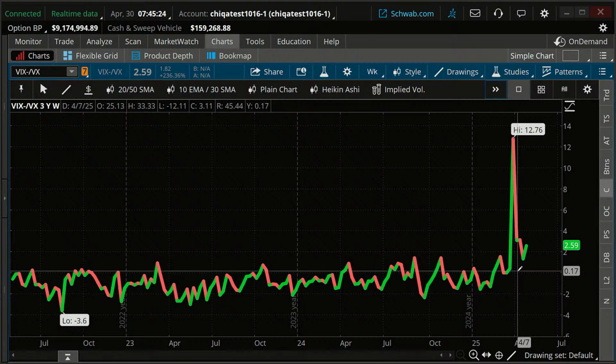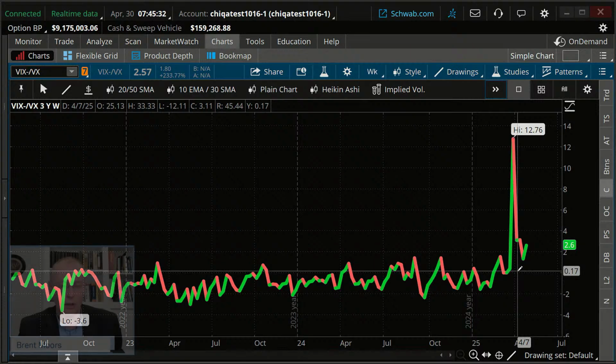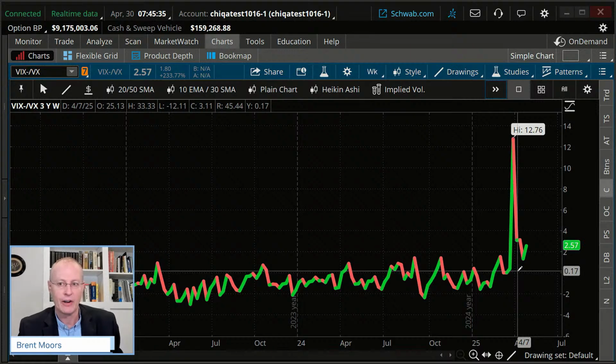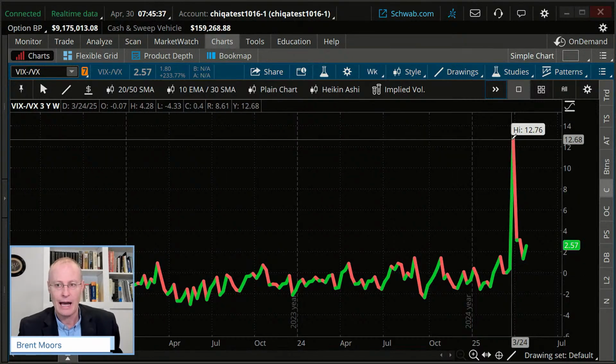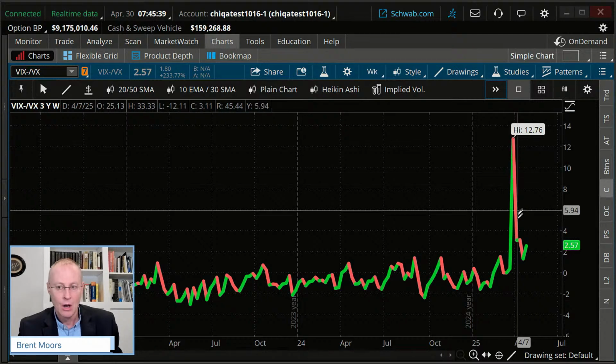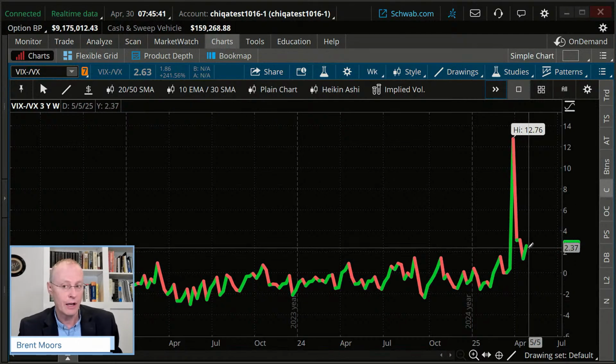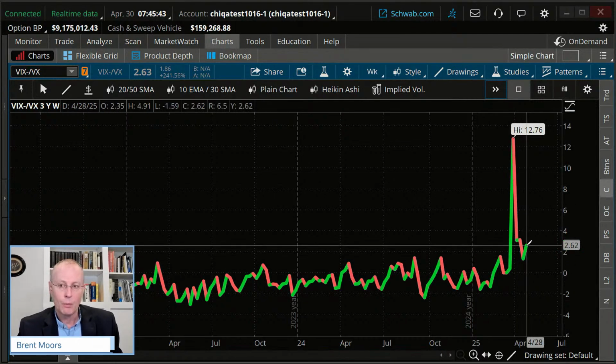We spiked up though, showing there was more uncertainty in the market, and the expectation is in the future it would drop. Probably not surprising when the VIX spiked up very high. You can see how high the difference got at that point. We've come down significantly, but we're still positive on that level.